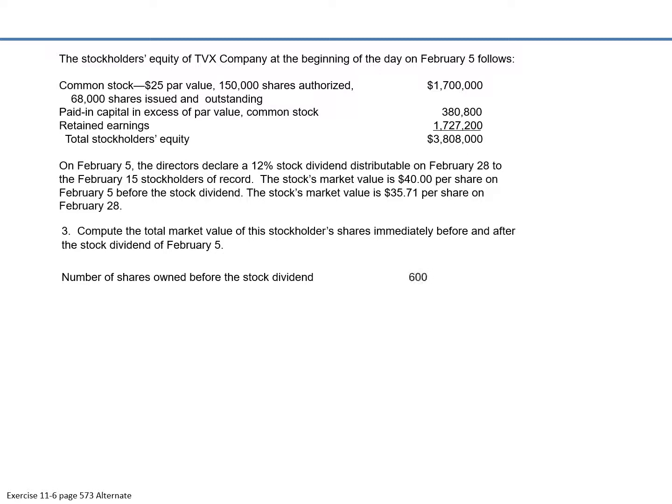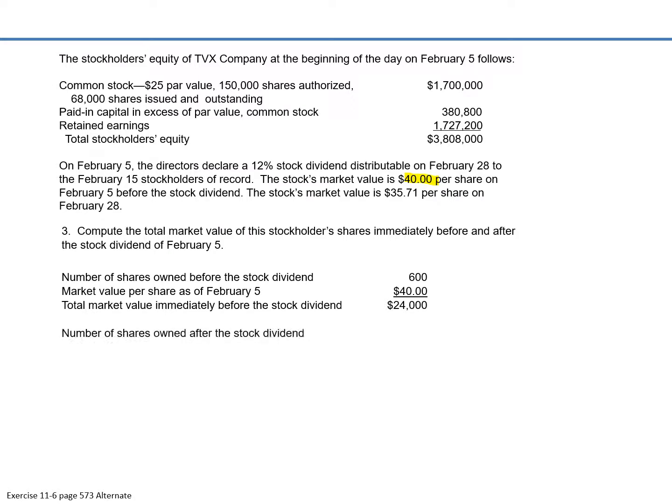All right, the number of shares before the stock dividend was 600, they told us. The market value per share on the 5th, they told us, was $40. So 600 shares times $40. The market value before was $24,000. The market value after, we said they had 672 shares after, right? And they tell us the market value is $35.71. Market value after is $23,997. Okay?